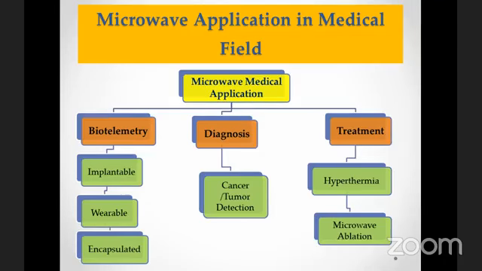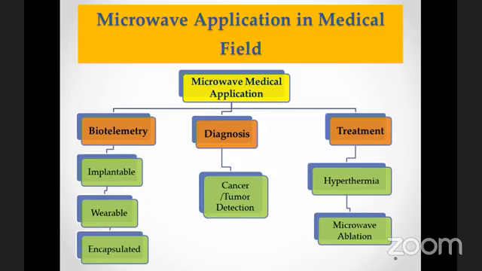In biotelemetry, there are 3 research areas which are relatively new. Implantable systems, wearable systems, and encapsulated systems. Implantable means the RF system is implanted within the body. It is implanted within certain human tissue. Wearable means the device is over the body. It forms the part of wireless body area network.